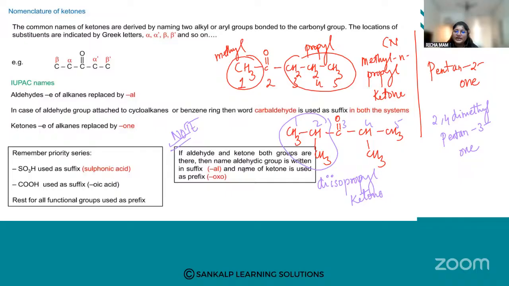So if aldehyde and ketone, both groups are present, then name the aldehydic group. The aldehydic group is written as a suffix, "al". Suffix means the word which is written at the end. And the ketone is used as the prefix, which is written as "oxo". So in such a compound where both aldehyde and ketone are present, you have to use the aldehyde "al" as a suffix and "oxo" as a prefix. Is it clear? Okay.